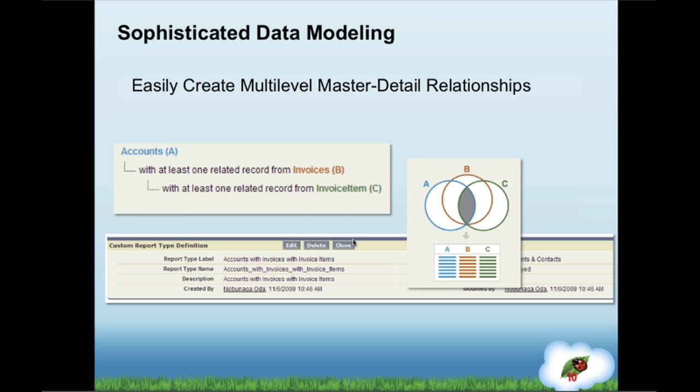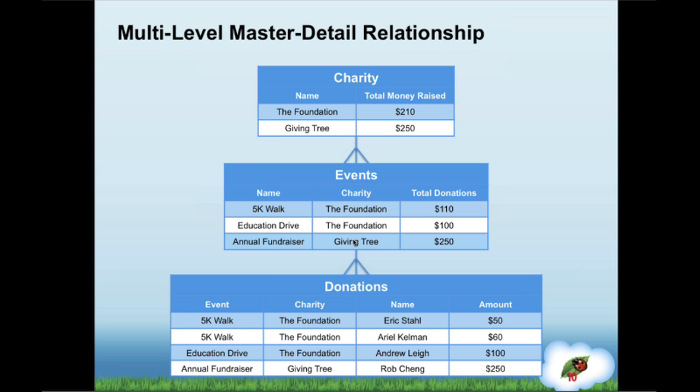Now I'd like to segue into talking about a really exciting thing coming with the database features, which is that with Spring 10, we introduced the ability to do sophisticated data modeling. Basically, what this boils down to is that you can easily create multi-level master detail relationships. In the past, if you had a parent with a child and another child relationship to that, and you wanted to aggregate data up to the highest level, you couldn't do that using roll-up summary fields or formula fields.